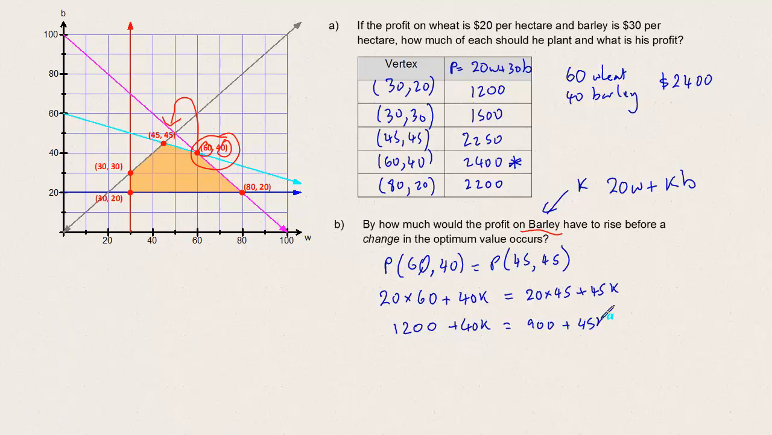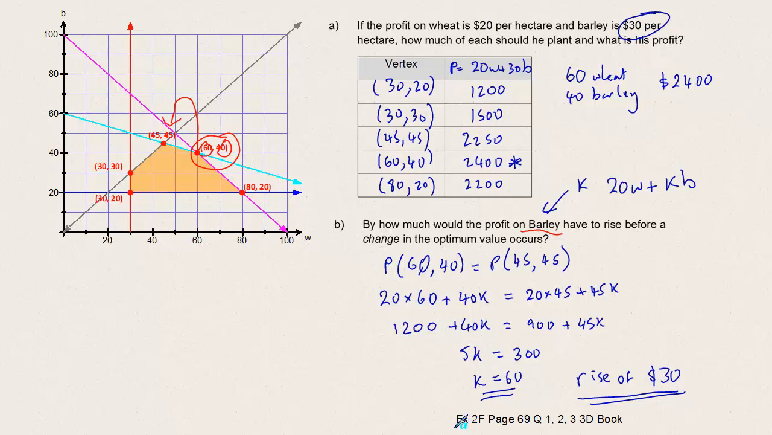plus 45K. So rearranging, 5K would be equal to 300. So K would be equal to 60. So that means that the profit on barley would need to be $60. So that's a rise of $30 from its current level of $30. We're now in a position to do the first 3 questions of exercise 2F.